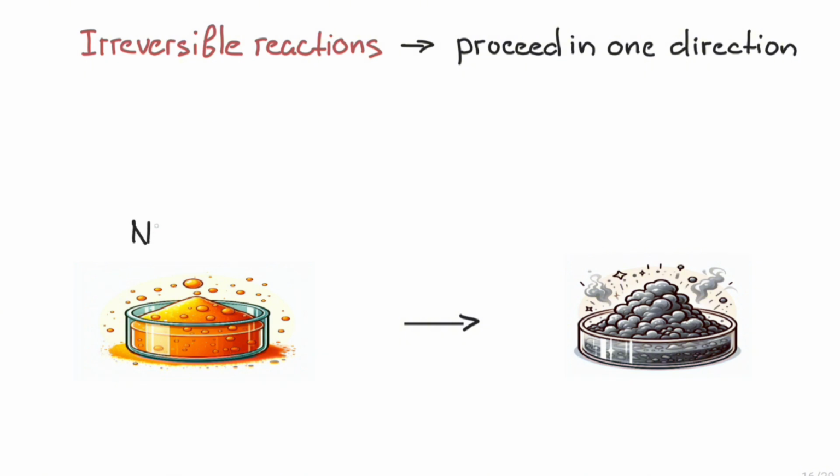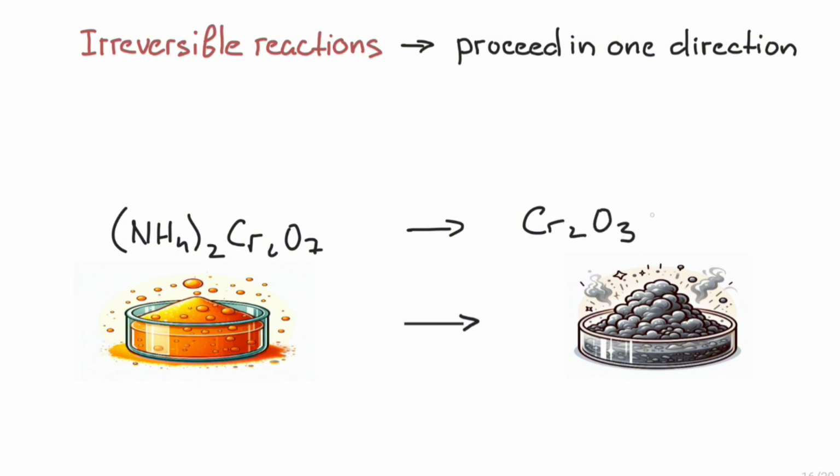We will decompose ammonium dichromate. Let's write the formula of ammonium dichromate. And when you supply some heat, you will expect formation of chromium trioxide, water in the gaseous form, and nitrogen gas. So this process will be forward, so it will be only a one-way process. Okay, so let's watch the video.